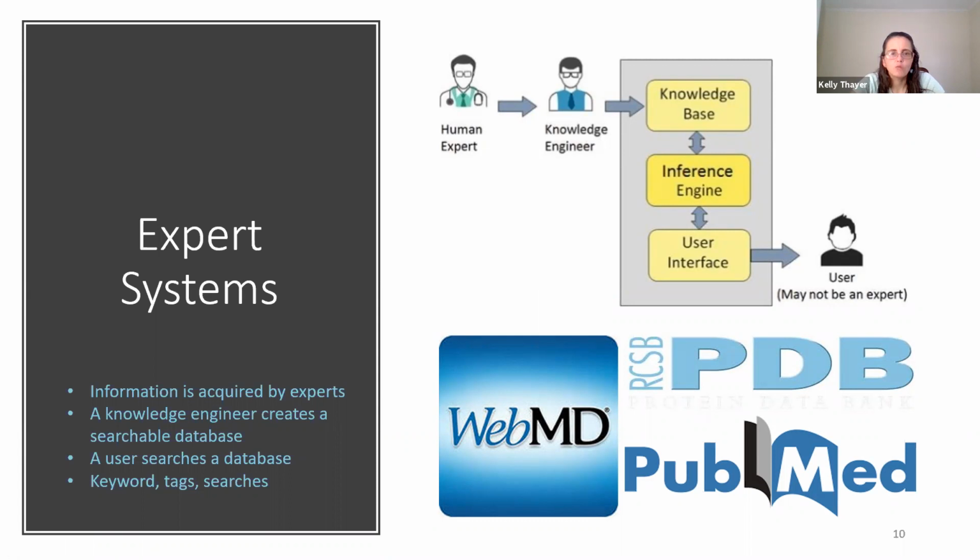The idea is a human expert has some information, perhaps it's a medical doctor having information about a particular kind of disease. A knowledge engineer then would convert that information into a knowledge base to code that up. Then there would be an inference engine, which is going to interface between the knowledge base and the user. And then the user, who may not necessarily be an expert, can go in and extract that information simply by using keywords, tags, and searches. So this is an example of expert systems.